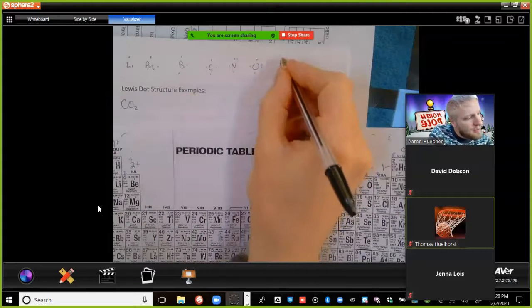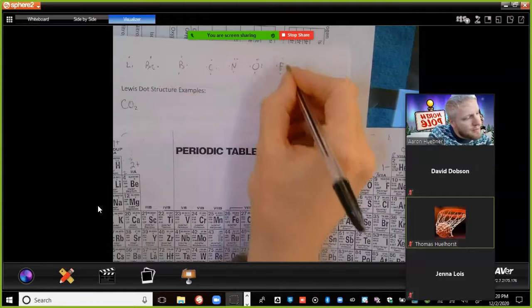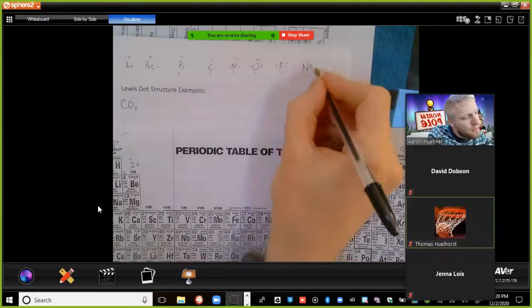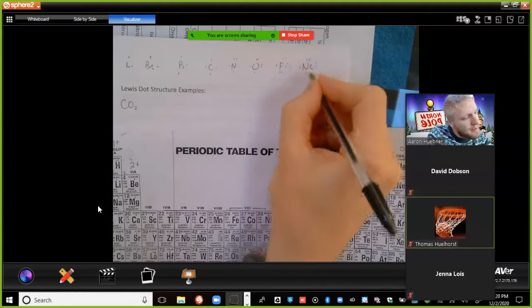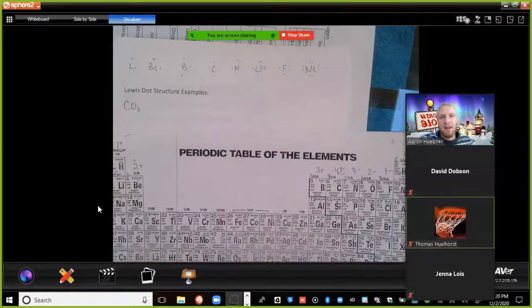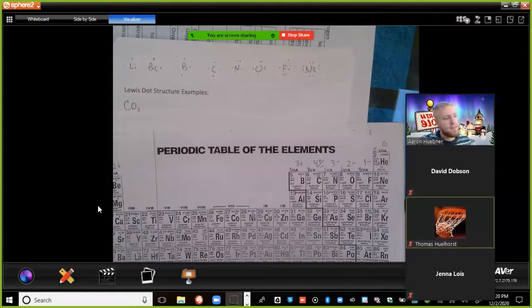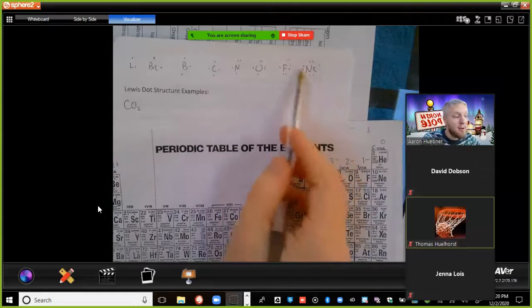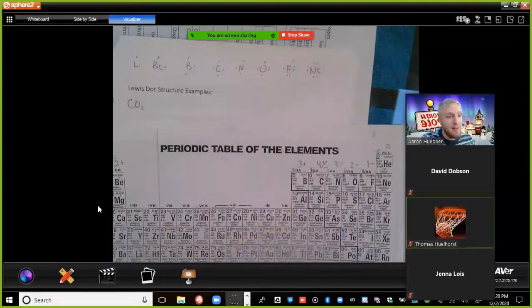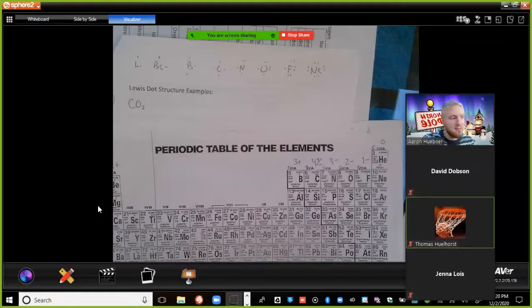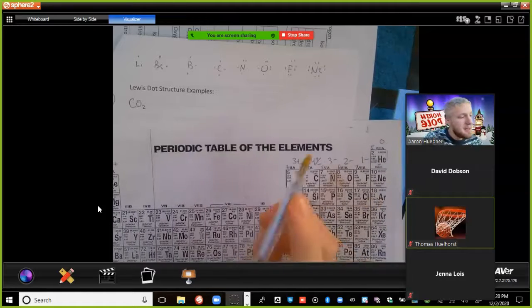Fluorine has 7: 1, 2, 3, 4, 5, 6, 7. And neon has 8: 1, 2, 3, 4, 5, 6, 7, 8. Alright, noble gases typically do not react. They're called inert, and that's because they have 8 outer electrons, and that's very stable. So they're good to go. Can they break the octet rule? Yes. So it's not common, but it happens.